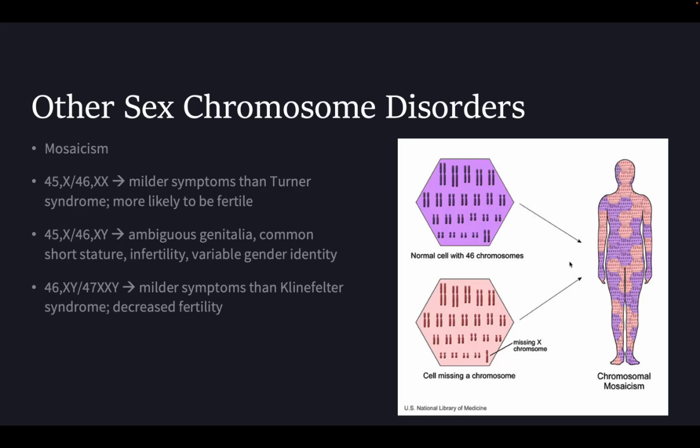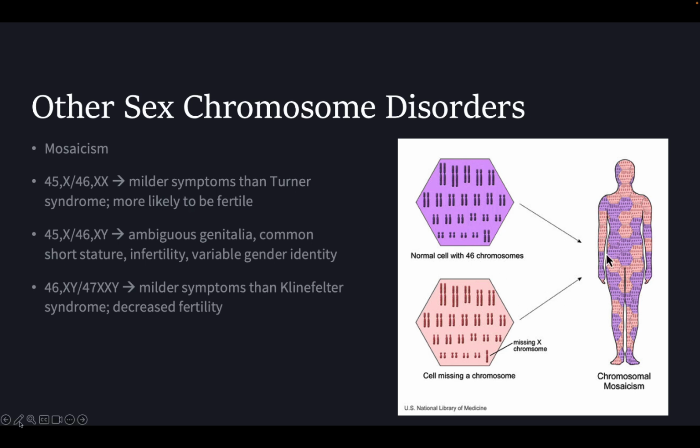Let's make it even more complicated. You can also have patients who have mosaic sex chromosome disorders. So for example, you can have individuals where some of their cells have a single X and some have two. These people usually have milder symptoms than Turner syndrome, and they're more likely to be fertile.